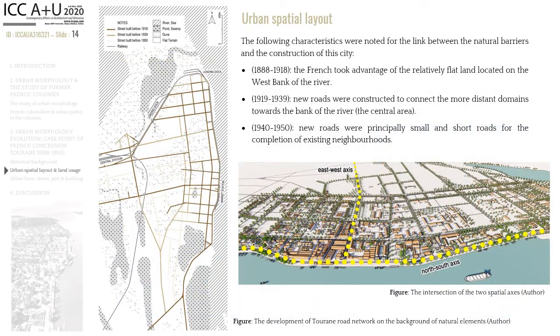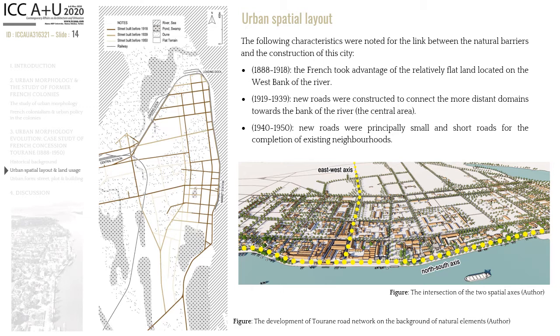When analyzing the map of the development of Tourane road networks on the background of natural elements, the following characteristics were noticed for the link between the natural barrier and the construction of the city. During the construction of the first installation from 1888 to 1918, the French took advantage of the relatively flat land located on the west bank of the river.